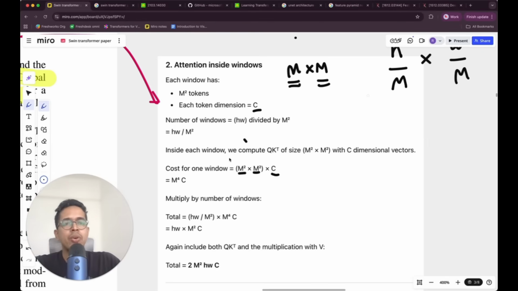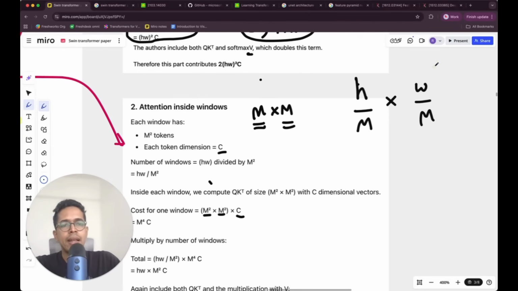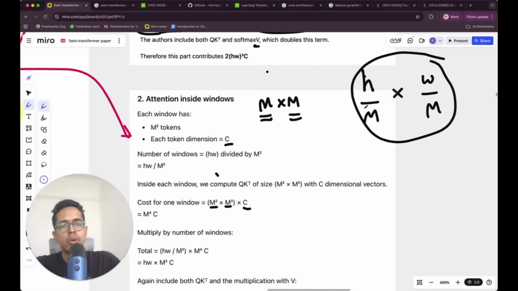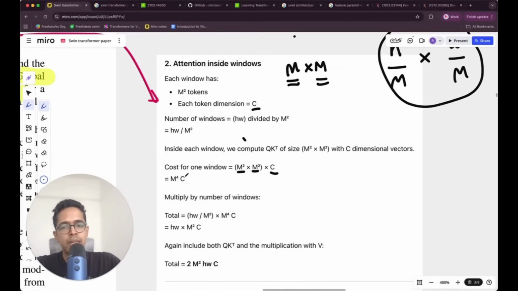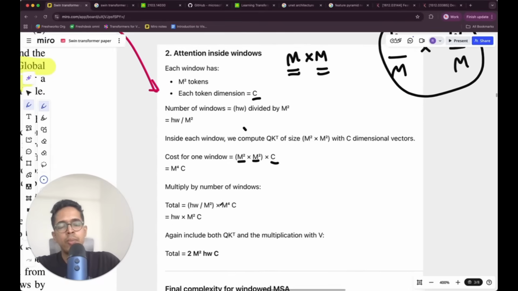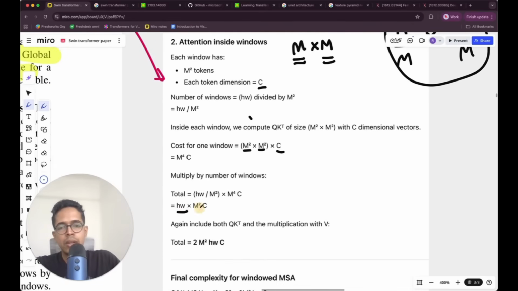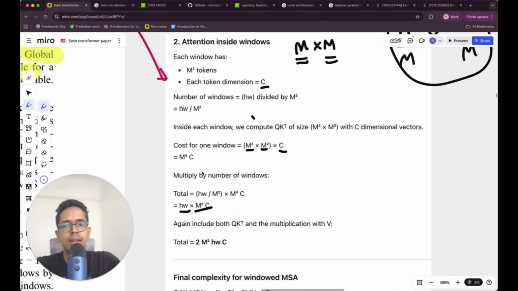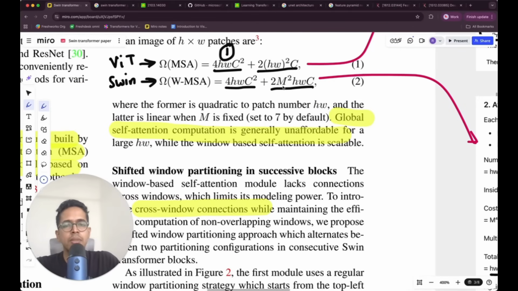Like that, how many windows exist in your whole image? HW divided by M square windows exist. So you multiply this M raised to 4 C by HW by M square, resulting in HW times M square C. And you also have to do softmax, and after that multiply by value. So this whole thing becomes double, just like the previous example. So this becomes 2 times M square times HWC, and that is the second term of the Swin transformer.